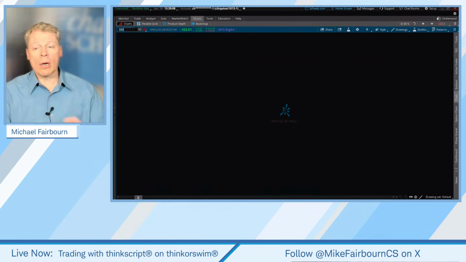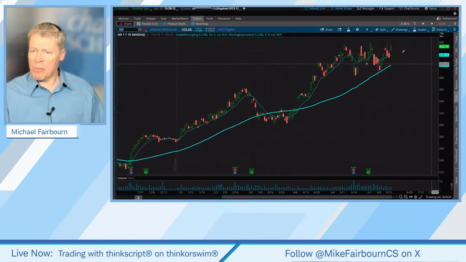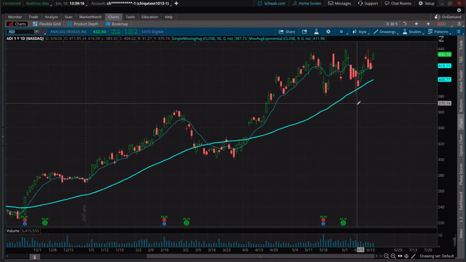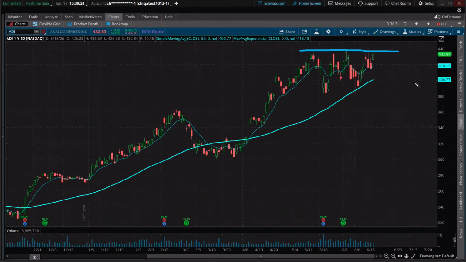ADI, first one on our list. What are we seeing here? Okay, what do we get? Are we getting indications maybe of a possible breakout here on ADI? It certainly has had a consolidation. There's no doubt about it. Right over here. Look at that. See that? See the consolidation?